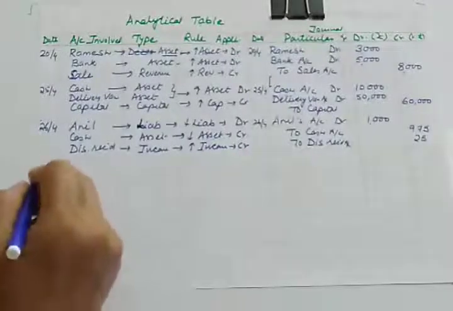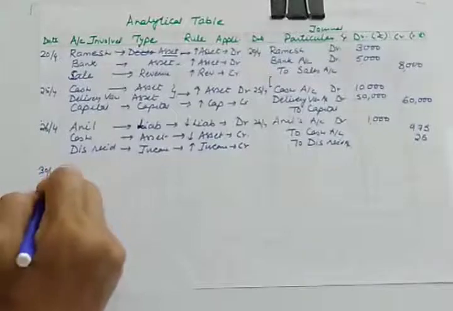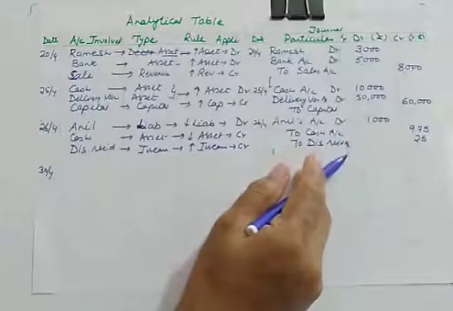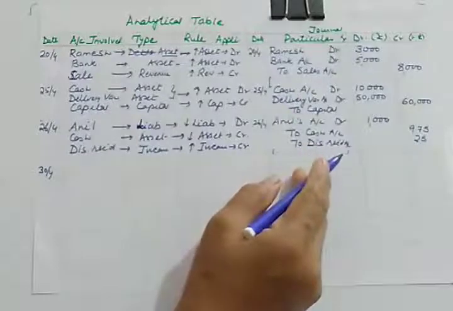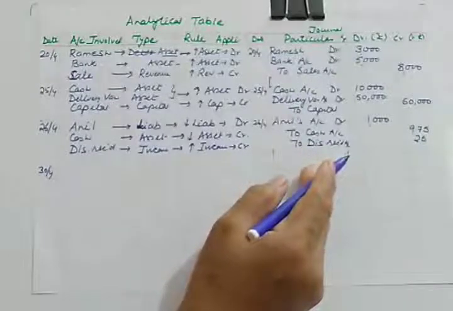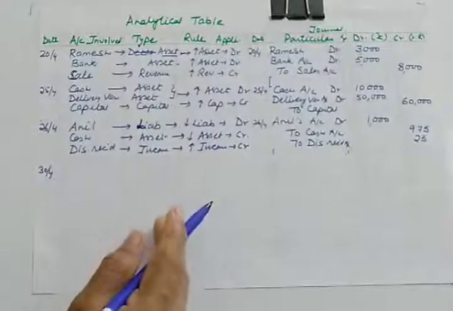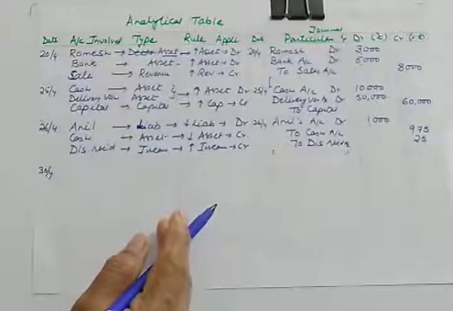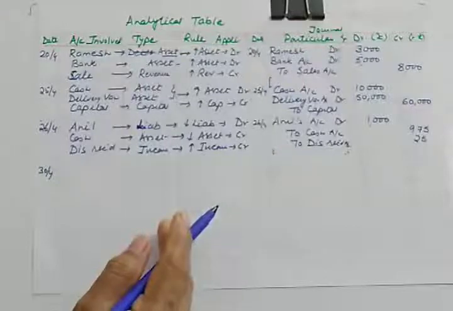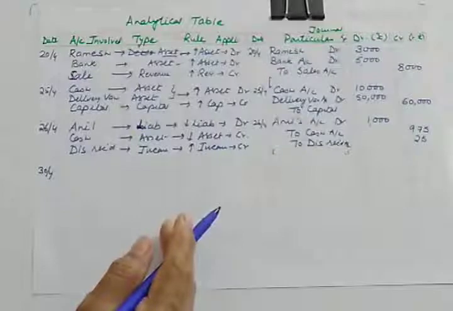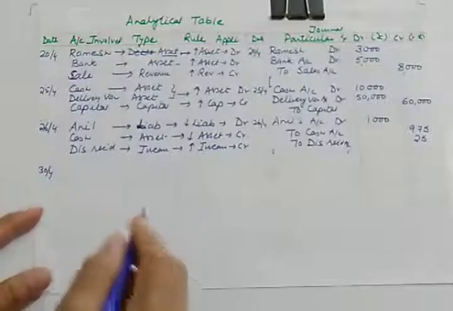Next transaction is on 30th April. So keep on writing narration. I am not writing because of shortage of time, as well as I don't have the space also. But otherwise your marks will be deducted if you are not writing the narration. Paid to Raju rupees 1,000 in cash and 2,000 by check. So earlier also we make the payment. So now we are paying to Raju. How much we are paying? 1,000 in cash and 2,000 by check.